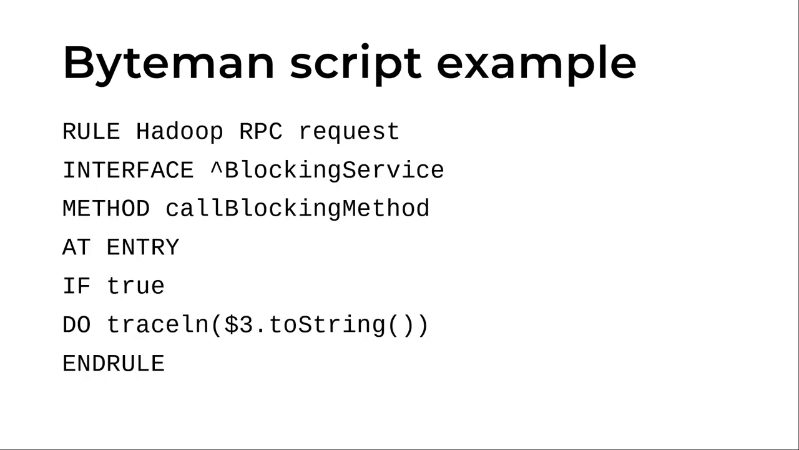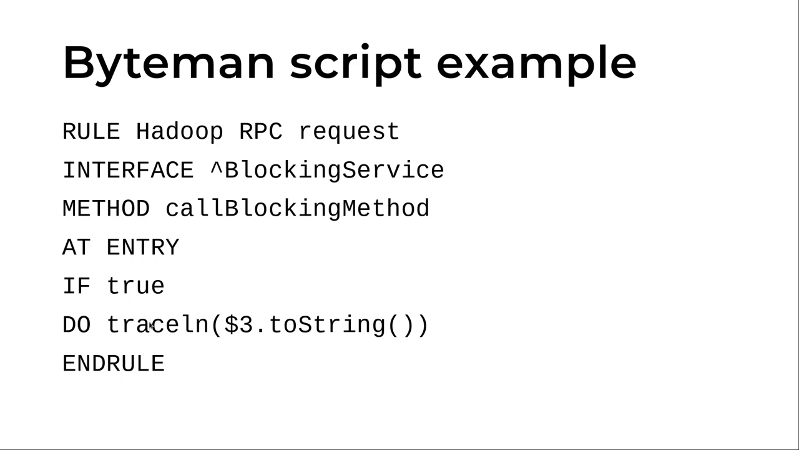So this is an example. The script can be more complex, but this is a simple one. You can see that the rule is just a name. The interface, with this first character, means that any of the implementations of the blocking service should be instrumented. It can be fully qualified, but it doesn't fit in my slide. And inside any of the implementations of this interface, inside a call blocking method at entry, so when the thread starts in this method, if true, I have no additional conditions. For example, I can add a condition if the parameter is something, but no, always do something.